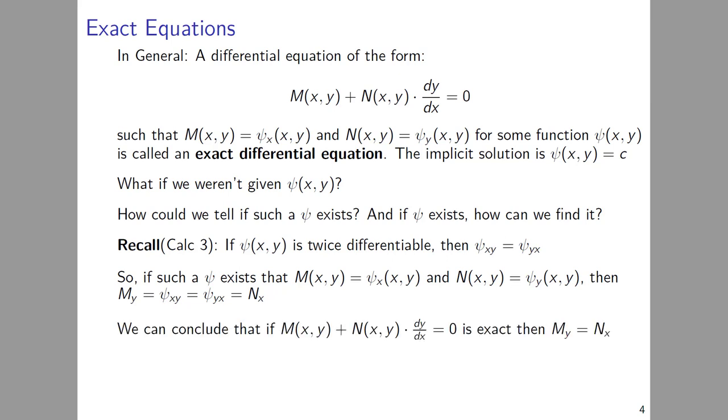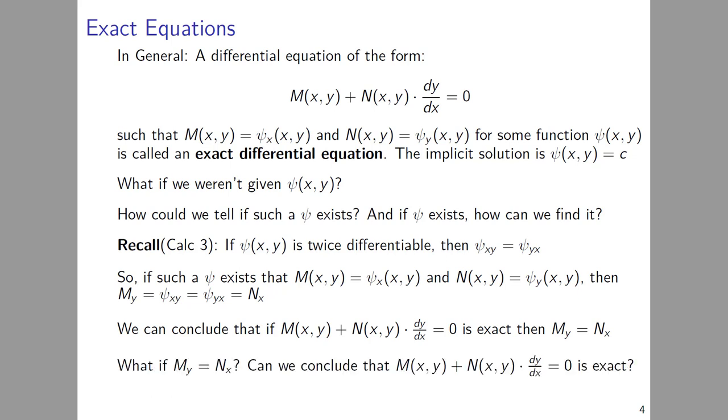So we can conclude that if M(x,y) plus N(x,y) times dy/dx equals 0 is exact, then M sub y is equal to N sub x. But what if M sub y is equal to N sub x? Can we make the conclusion the other way? Can we then say if M sub y is equal to N sub x, then M(x,y) plus N(x,y) times dy/dx equals 0 is an exact equation?